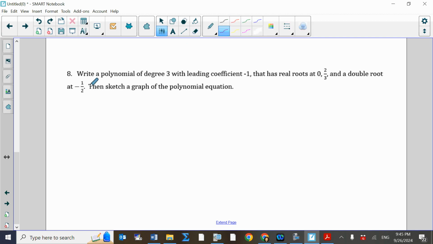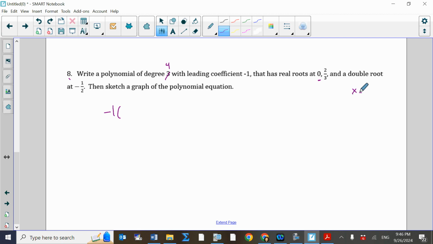Okay, this time we have a polynomial of degree 4. There's a typo here. This is a polynomial with degree 4 with leading coefficient of negative 1. So I'm just going to write negative 1 here. And I'm going to write the factors here. 1, 0 at 1 root at 0.